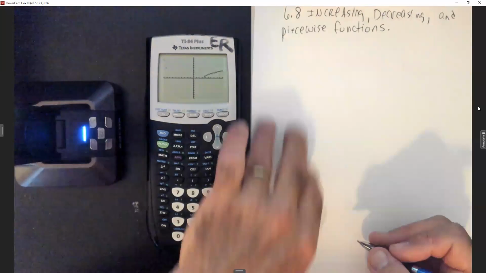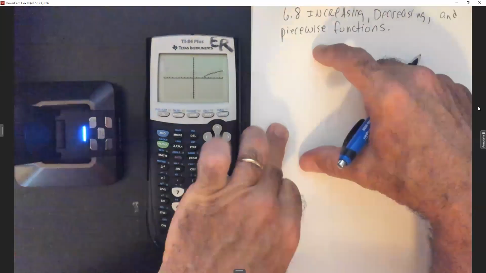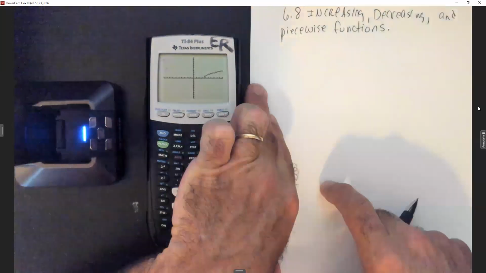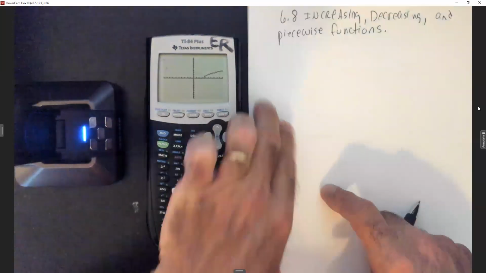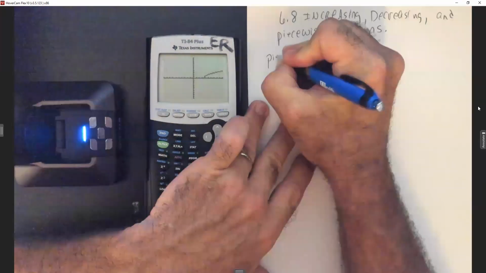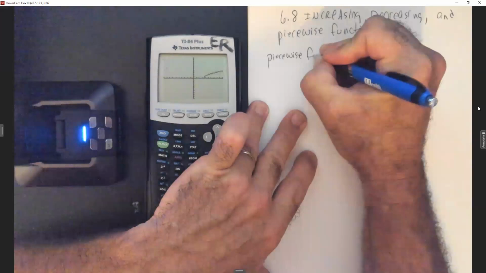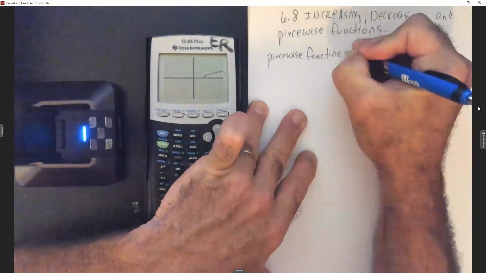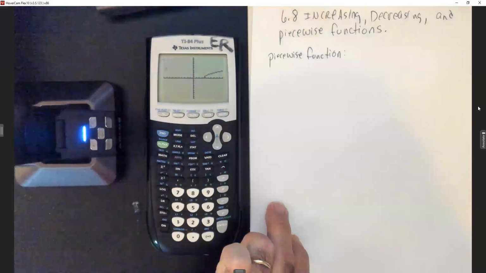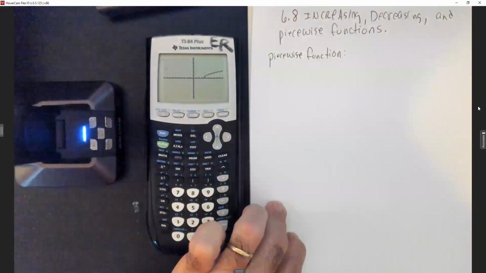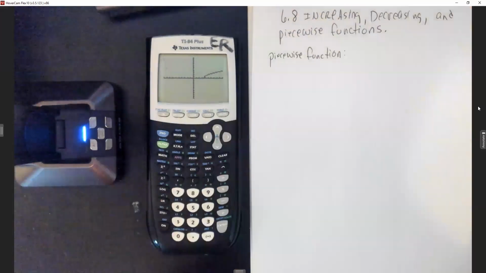So we're going to start with piecewise functions, go through the definition of them, then we'll get into the increasing and decreasing. So a piecewise function. The best way to show y'all what a piecewise function is, I'm going to work an example.